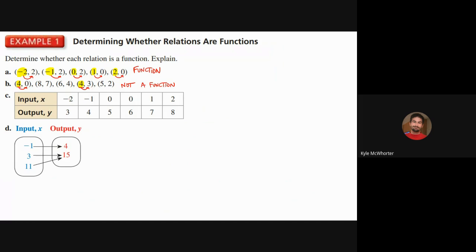So let's look down in this little chart for C. The only input that shows up twice is 0. Once, 0 is getting paired with 5, and then the other time, 0 is getting paired with 6. Since the input 0 is not paired with exactly one output, this is not a function.